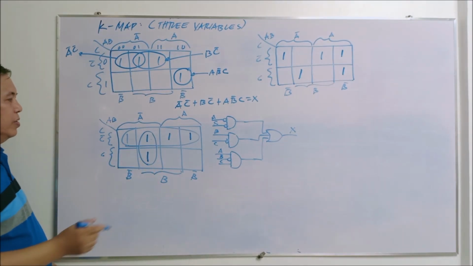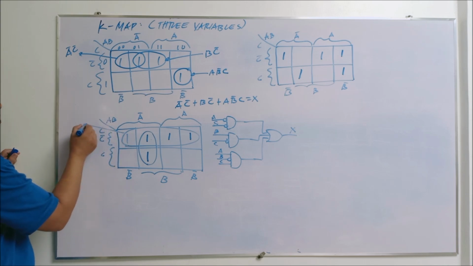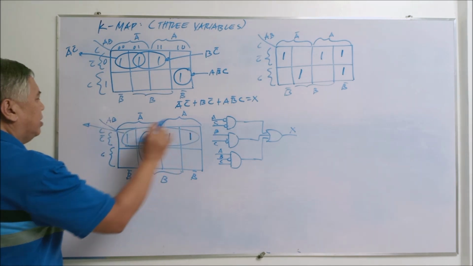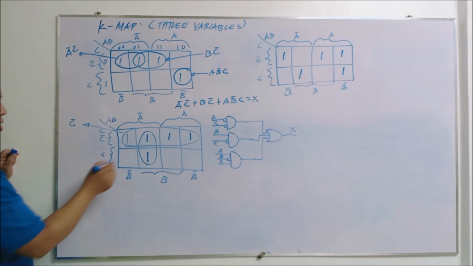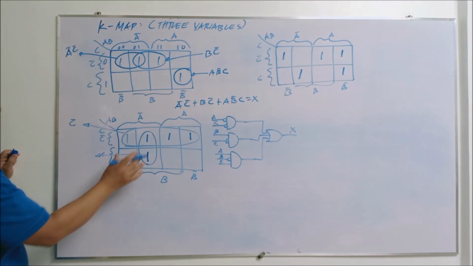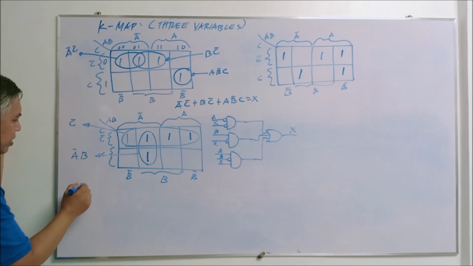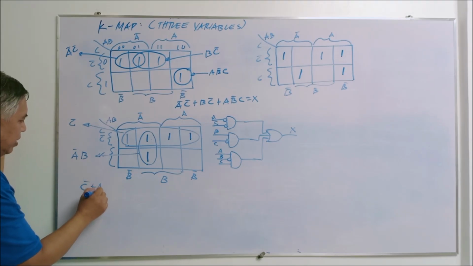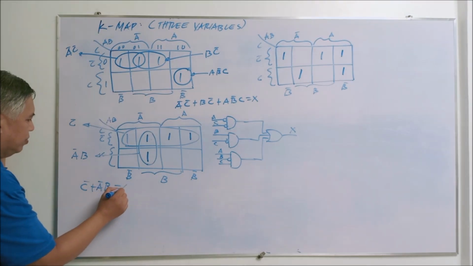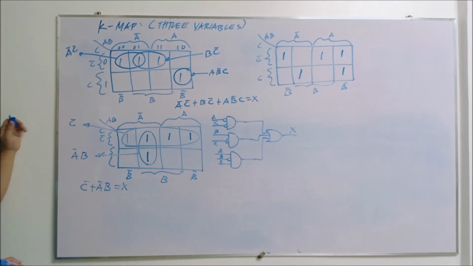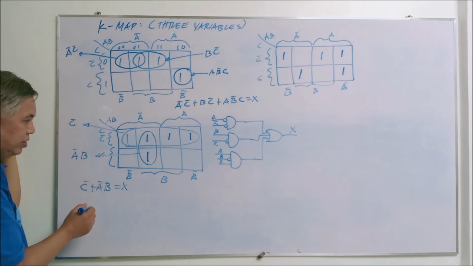Okay, so this one here belongs to C bar, whereas this one here belongs to A bar B. So the final equation will be C bar plus A bar B is equal to X. They can be interchanged: A bar B plus C bar is equal to X. It's the same equation. So what will be our logical circuit equivalent?